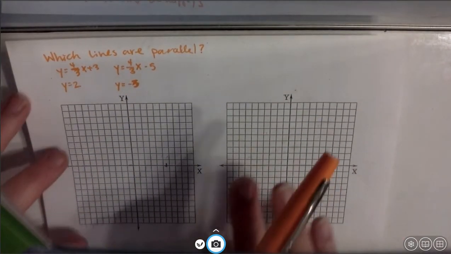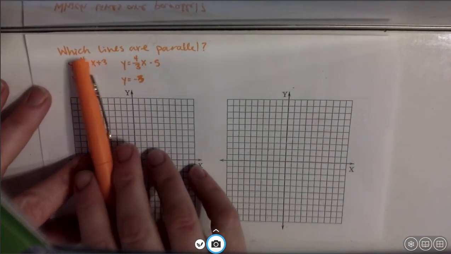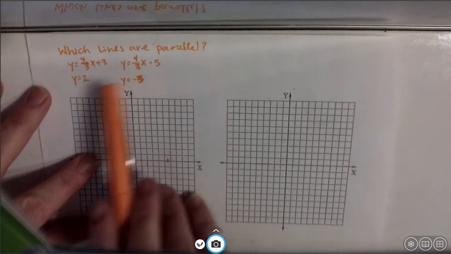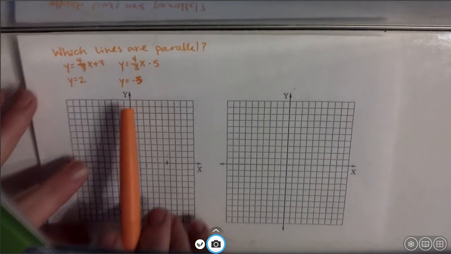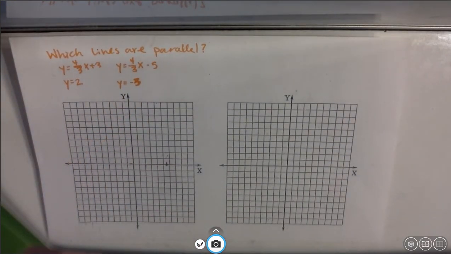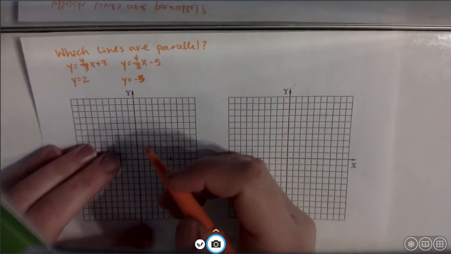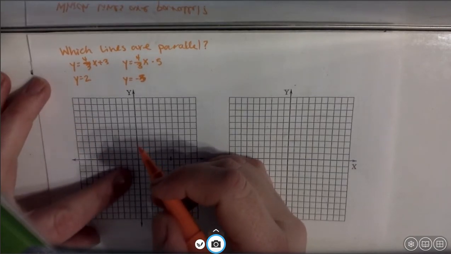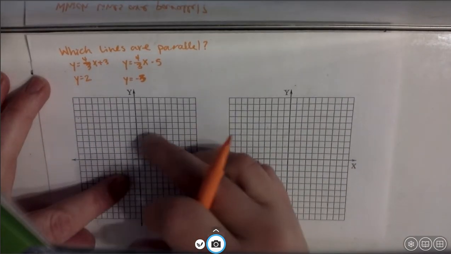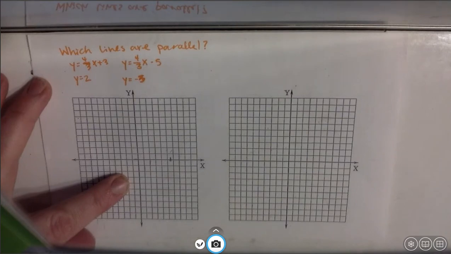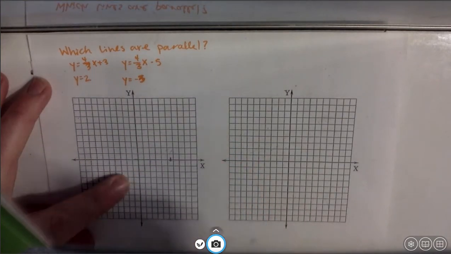So we have this situation. We need to ask ourselves which lines are parallel. We have 4 lines here, and we need to figure out which ones are actually parallel to each other. It might be pretty obvious to some of us if we have been paying attention to the Desmos lesson and actually gleaned out of it what I was hoping to have you glean out of it. But if you didn't, that's okay.